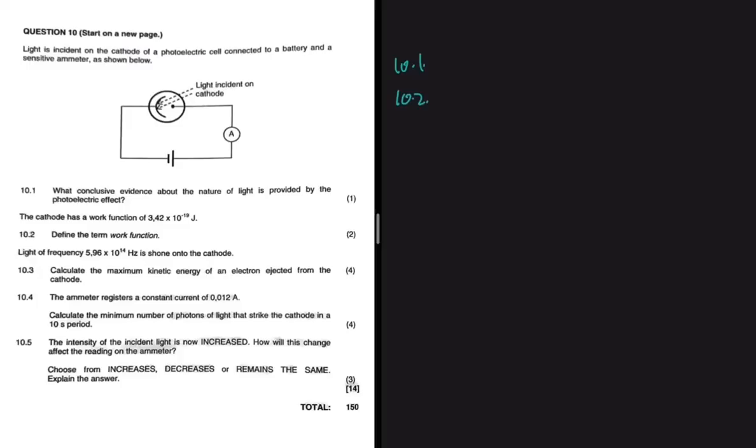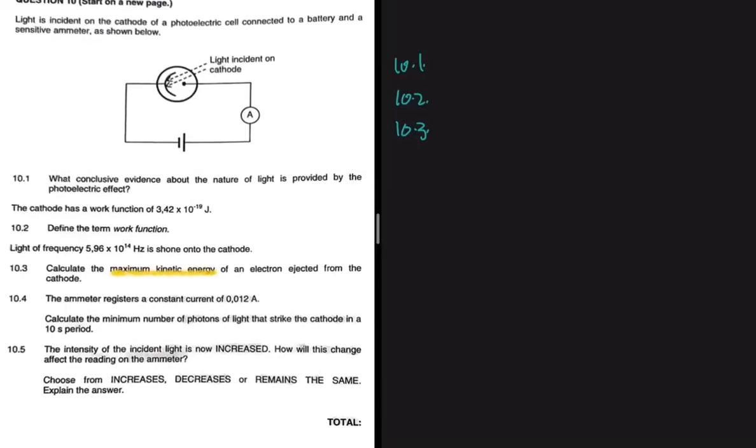You're going to define the work function, and I'm going to go ahead and do 10.3. So 10.3 is saying that light of frequency 5.96 times 10 to the 14 hertz is shone on the cathode. And then let's calculate the maximum kinetic energy of an electron ejected from the cathode.